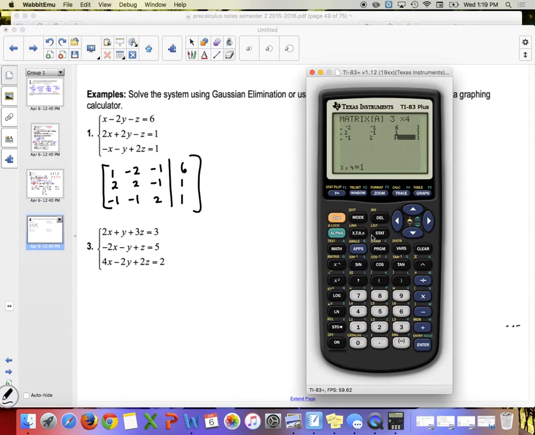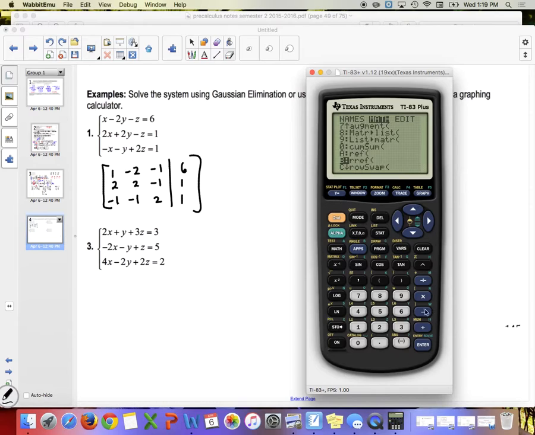All right. So when we do that, we're going to do second quit. And we go back into matrix, so second matrix, and we go over to math. And there's lots of things. It can find determinants for you. Now, determinants you can only find for a square matrix, so this one wouldn't have a determinant. But it finds lots of things for you. And we're going to go all the way down to row reduced echelon form, RREF.